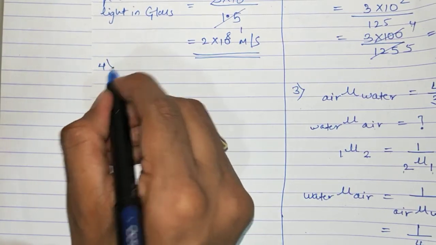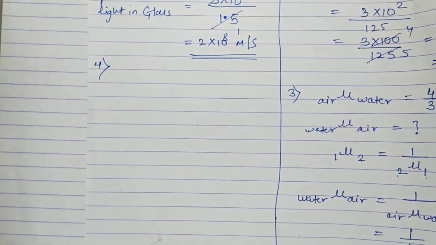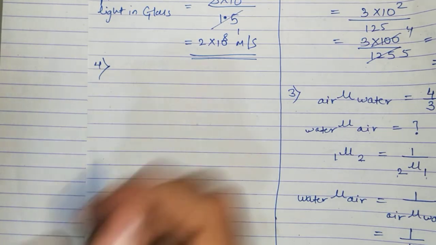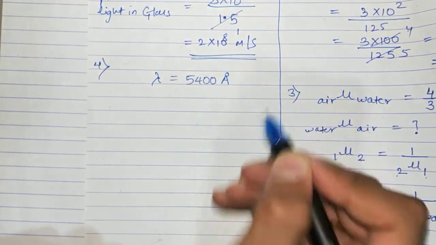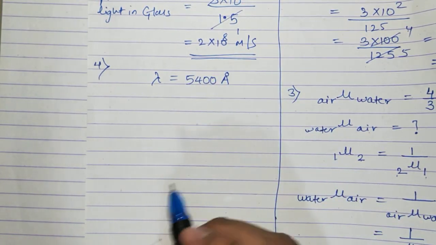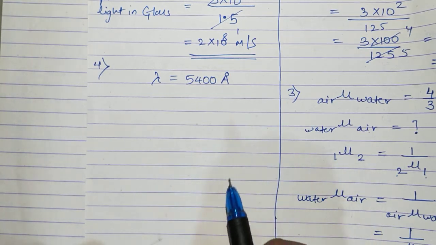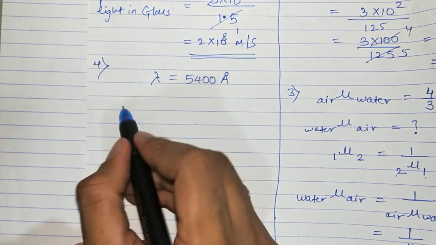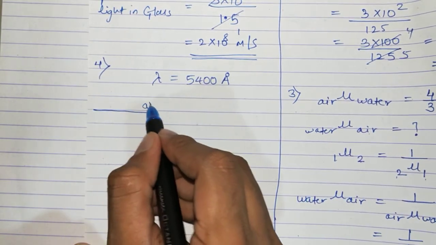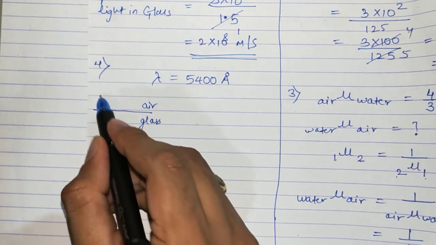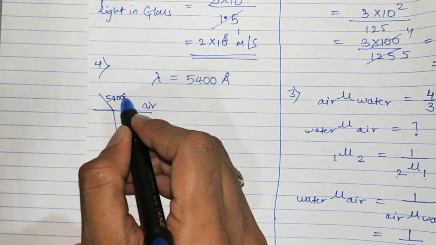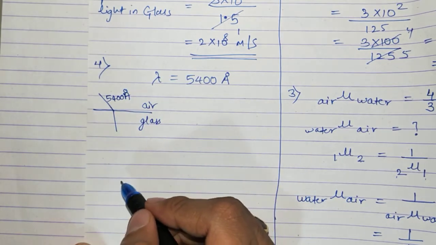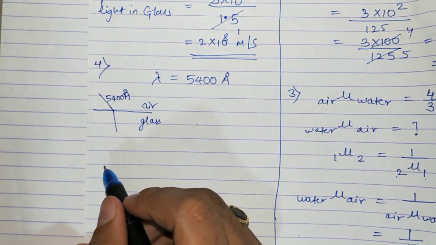Fourth one. There is a ray of light having a wavelength of 5400 angstrom, which suffers refraction from air to glass. Say this medium is air and this is glass, and the ray of light comes in like this. Its wavelength was 5400 angstrom. Now find the wavelength in glass.